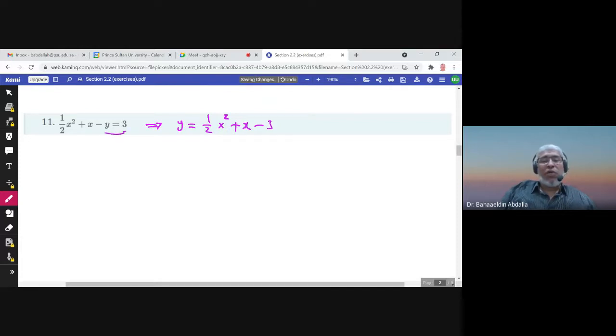So just taking y here and 3 here, and write y first, or change. So write y here in the right hand side, in the left instead of the right hand side. So half x squared plus x minus 3. That's the equation. So what is a? It is 1 over 2. What is b? It is 1.